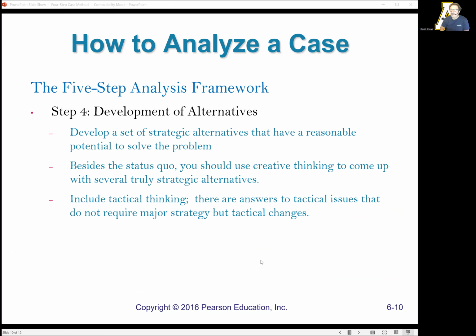Now, let me also say this, and this is an important thing to understand. You could think that the status quo is okay. However, you should do creative thinking and come up with several true strategic alternatives. And remember that the strategic alternatives should look to the future, and provide some guidance on where the corporation is going to go. And remember that you should include tactical thinking as well.